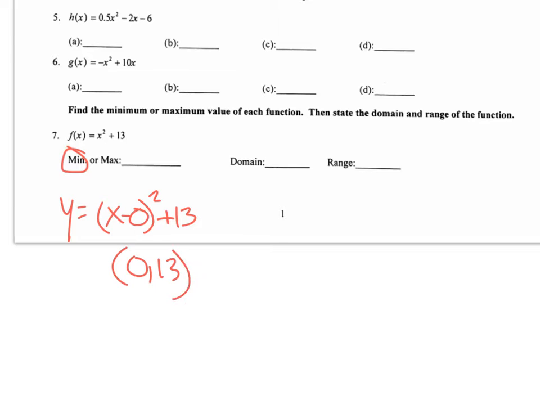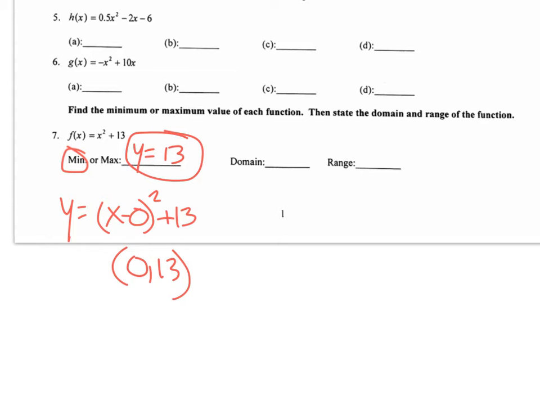That's your vertex value. So if it's a minimum value, what is the minimum value that you're supposed to write on your answer? You're going to write y equals 13. That's your answer for that one. Technically, if you wrote the vertex, I'd give you full credit, but you could write y is 13. That's the minimum of this parabola.